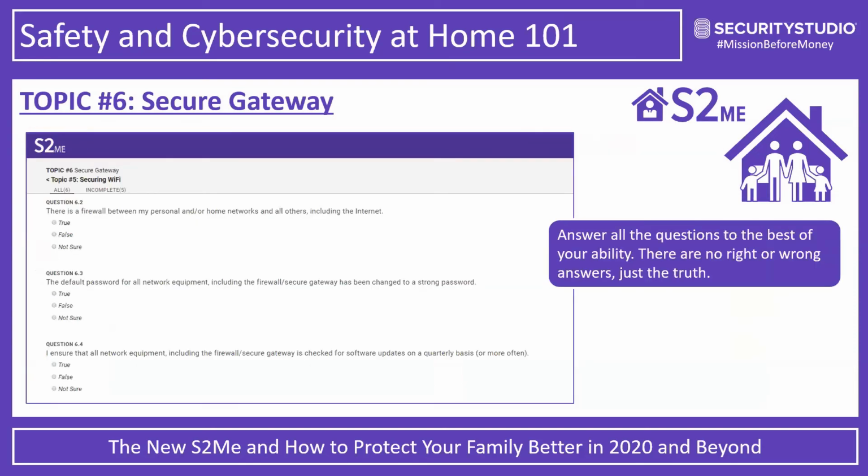All right, question 6.2 then. There's a firewall between my personal and our home networks and all others, including the internet. Don't try to read too much into this question. There are all kinds of different types of firewalls and all kinds of different functions of a firewall. Really, what a firewall does is it stands between your home network, or your trusted network, and an untrusted network, the internet. It sits there and it monitors traffic, right? And it makes decisions on what traffic it's going to allow and not allow based on whatever rules have been set up. You don't have to get really detailed into the rules of your router or your firewall.